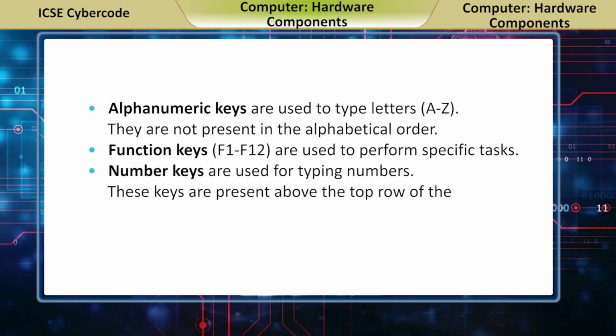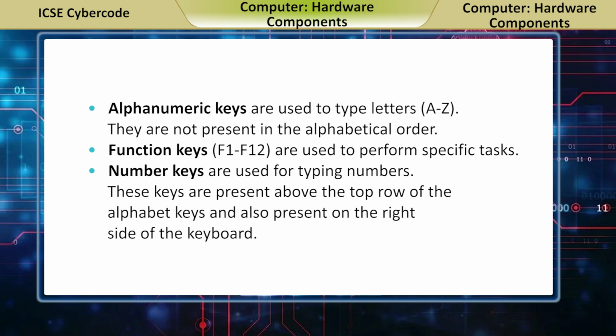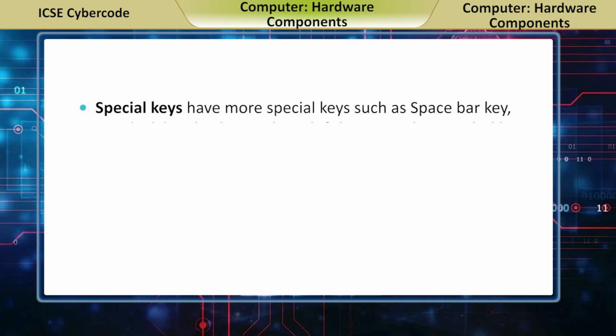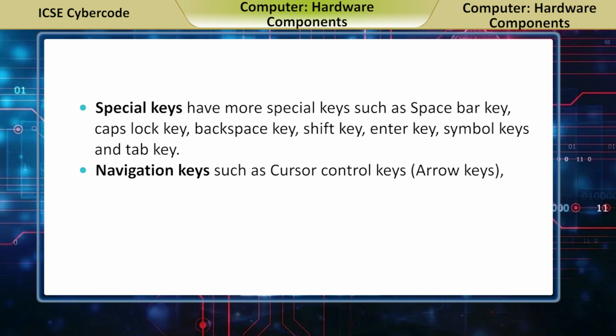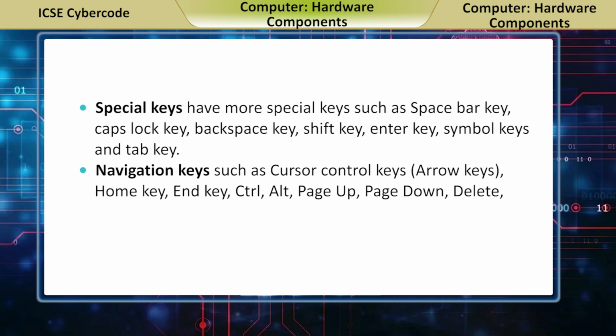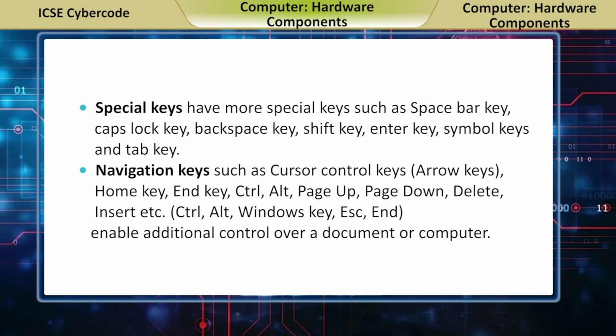These keys are present above the top row of the alphabet keys and also present on the right side of the keyboard. Special keys have more special keys such as space bar key, caps lock key, backspace key, shift key, enter key, symbol keys and tab key. Navigation keys such as cursor control keys, arrow keys, home key, end key, control, alt, page up, page down, delete, insert etc. Control, alt, Windows key, escape, end, enable additional control over a document or computer.